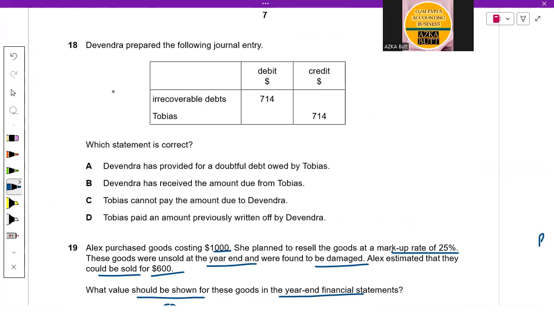Okay, so we have question number 28. Devendra prepared the following journal entry. We have irrecoverable debt, which is 714, and Sobia, which is 714. So which statement is correct?